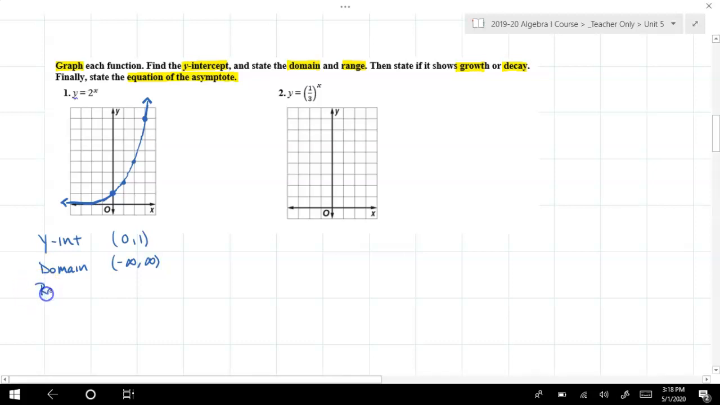The range is a little more restricted. Knowing that this is leveling off, and it's never going into the 3rd or 4th quadrant. It's never going below the x-axis. So none of the negative y values exist. We can sub in any x value we want, and we're always going to get a positive number back. So our range goes from 0 off to infinity.